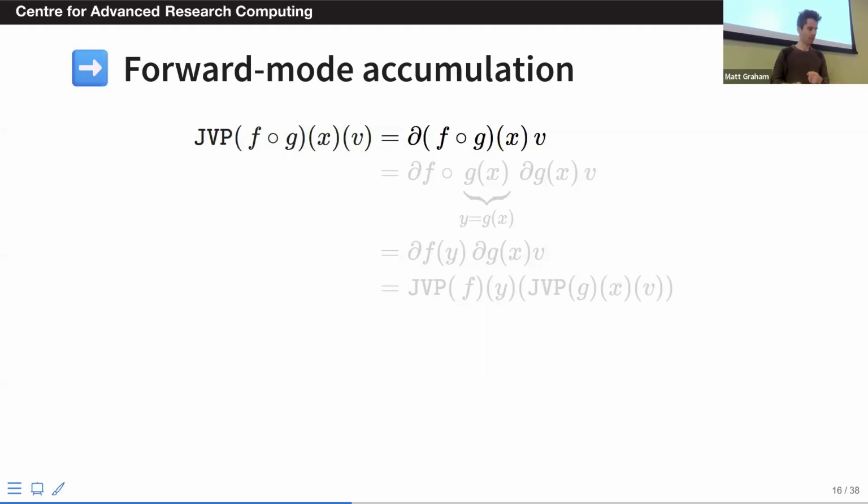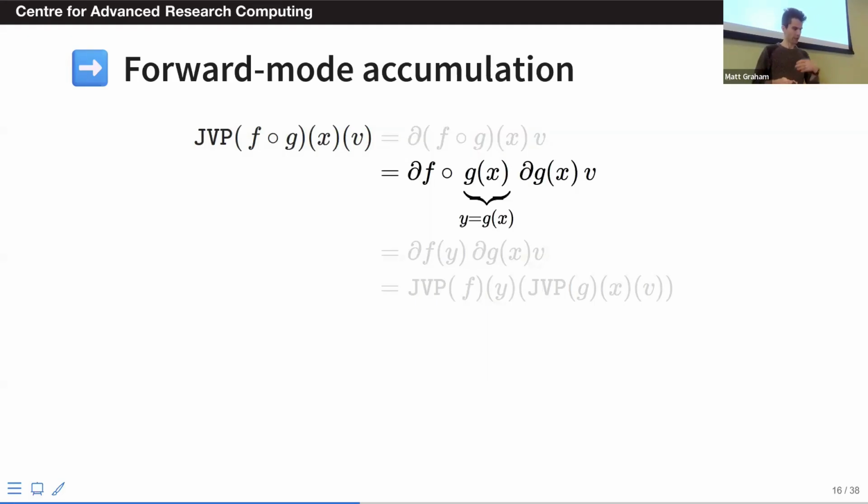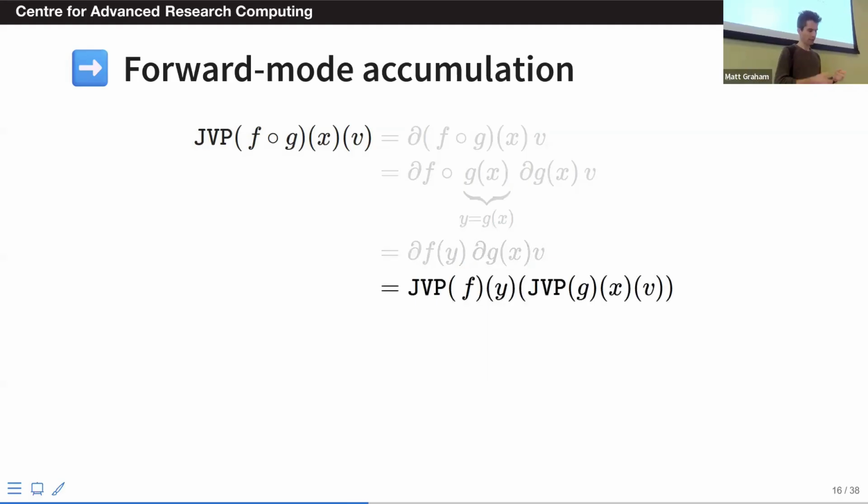We can churn through the mathematics here, expanding our definition of the Jacobian vector product in terms of this composition and applying the chain rule to that. We're going to label, just for convenience, g of x as equal to y, and simplify the notation, and then relate that back to how we define the Jacobian vector product: the Jacobian vector product of the composition is the Jacobian vector product of the outer function f at the point y, applied to the output of the Jacobian vector product of the function g, evaluated at x at the vector v.